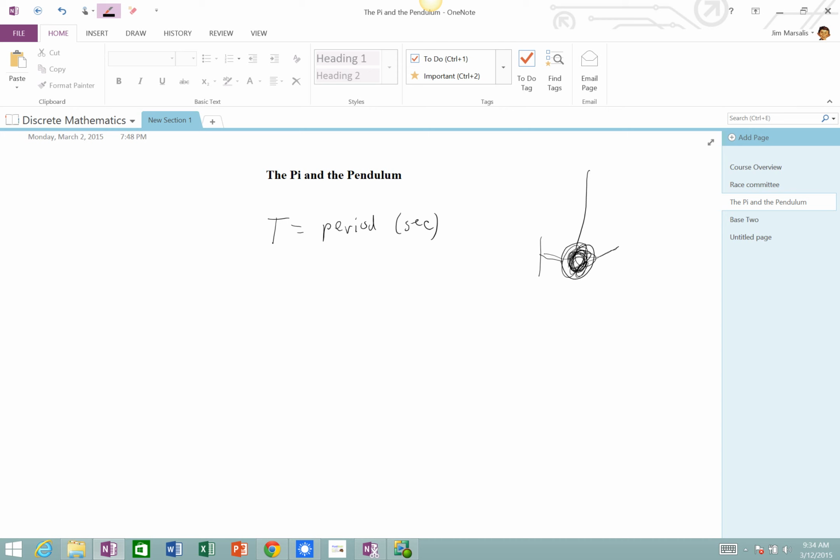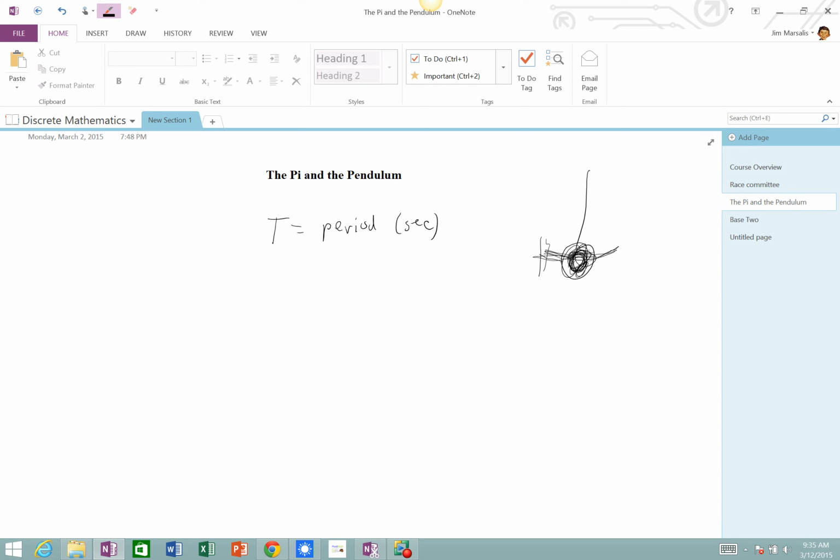The period also doesn't seem to be affected very much by how far back you pull the ball. It actually has an effect, but as long as you stick with a few degrees, it's going to be a negligible effect. So we're going to assume a couple of things. One, we're going to assume that the period does not depend upon the mass of the ball. And we're going to assume that for a given length, the period is going to be constant in the same environment. We'll talk about what that means shortly.